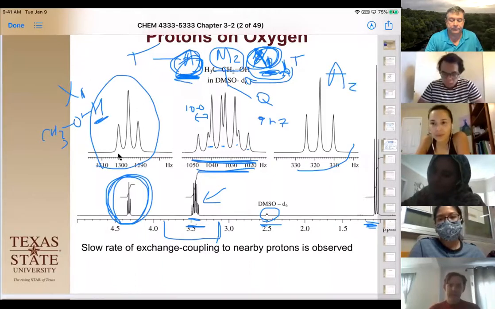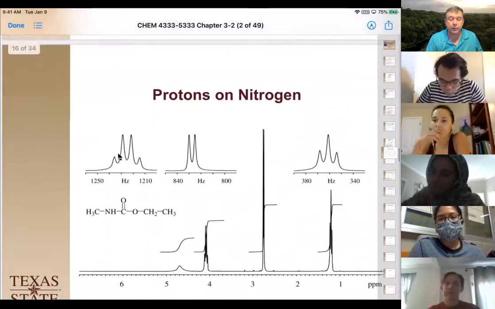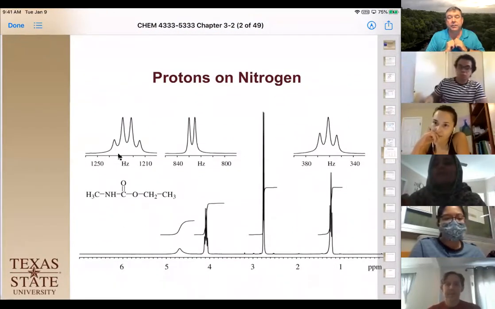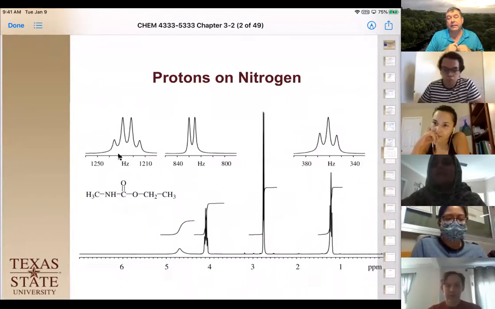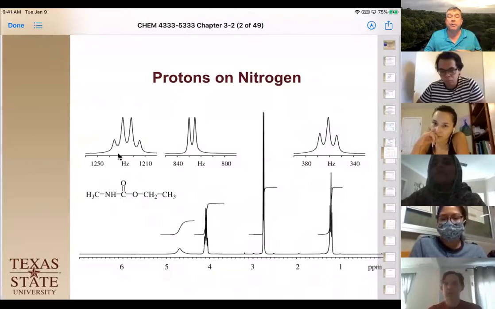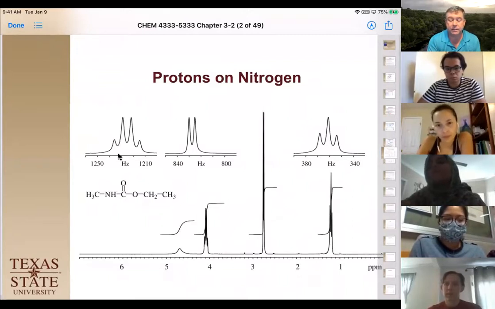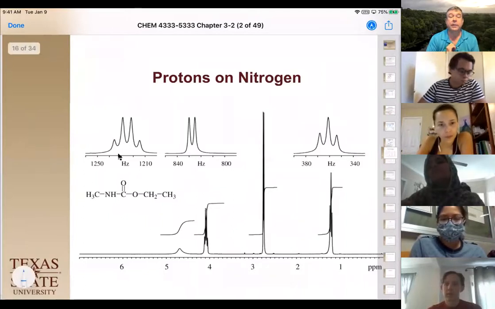All right. So just like with oxygen, we actually can see the hydrogens on nitrogen sometimes. But most of the time, especially in any solvent that is slightly acidic or does hydrogen bonding, it broadens out and does not couple. But in this case, because of the solvent we're using, we actually do get some coupling.